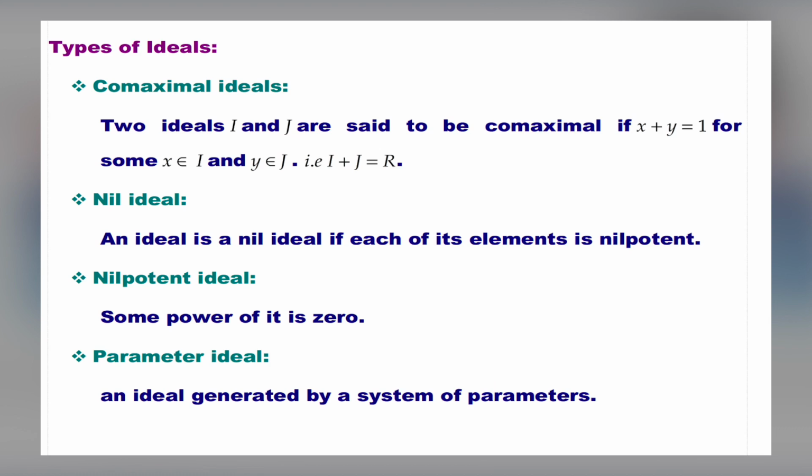Co-maximal ideals. Two ideals I and J are said to be co-maximal if x plus y equals 1 for some x belonging to I and y belonging to J, that is, I plus J equals R. Nil ideal. An ideal is a nil ideal if each of its elements is nilpotent. Nilpotent ideal. Some power of it is 0. Parameter ideal. An ideal generated by a system of parameters.